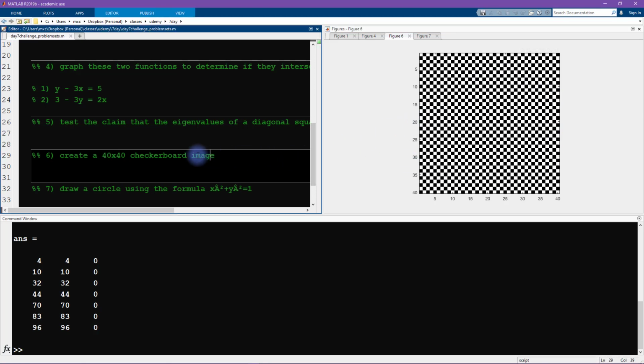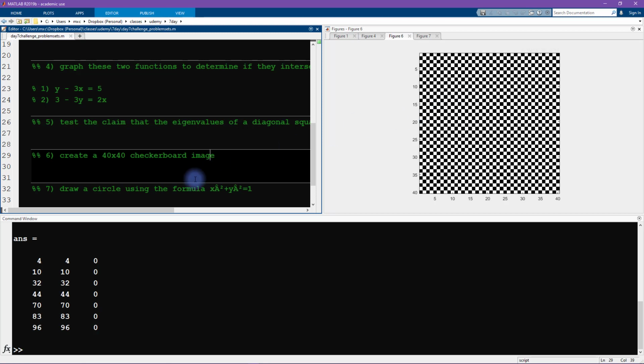There's a couple of different ways that you can create a 40 by 40 checkerboard. There is actually a formula. That's the easiest way to do it. There is a specific formula that will give you this result. So you can see if you can figure out the formula, or you can look it up online.